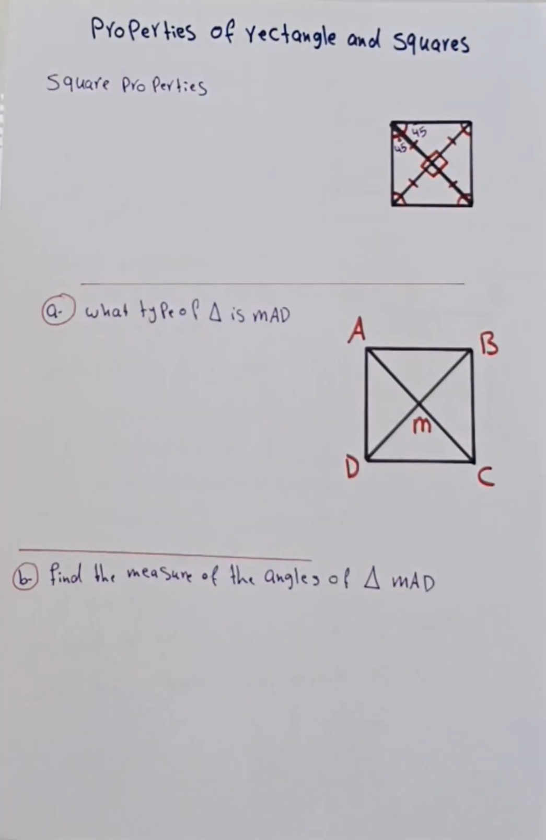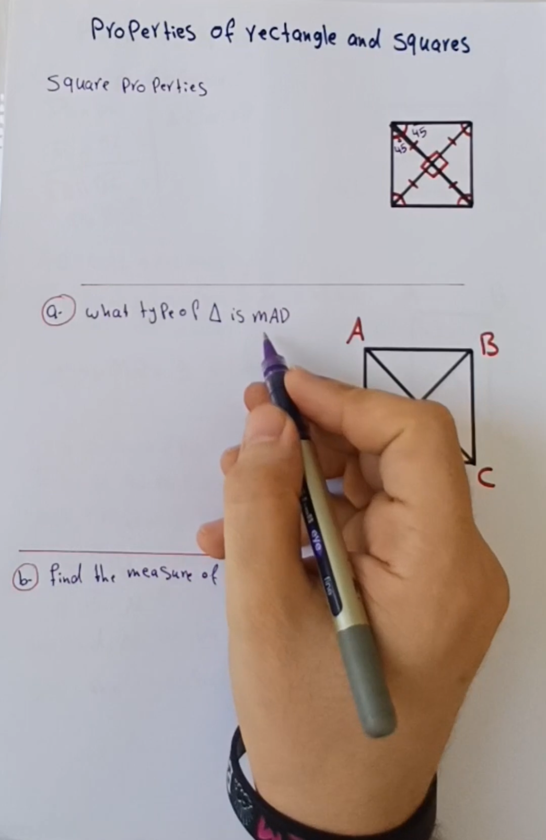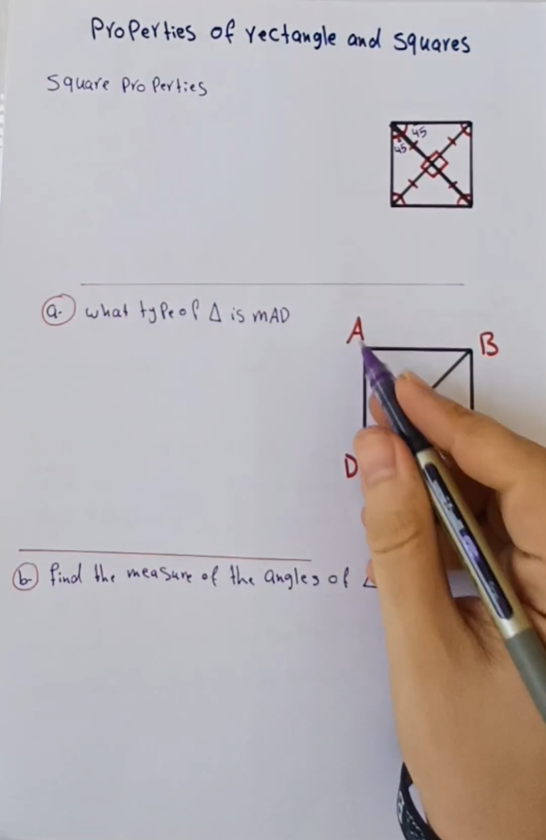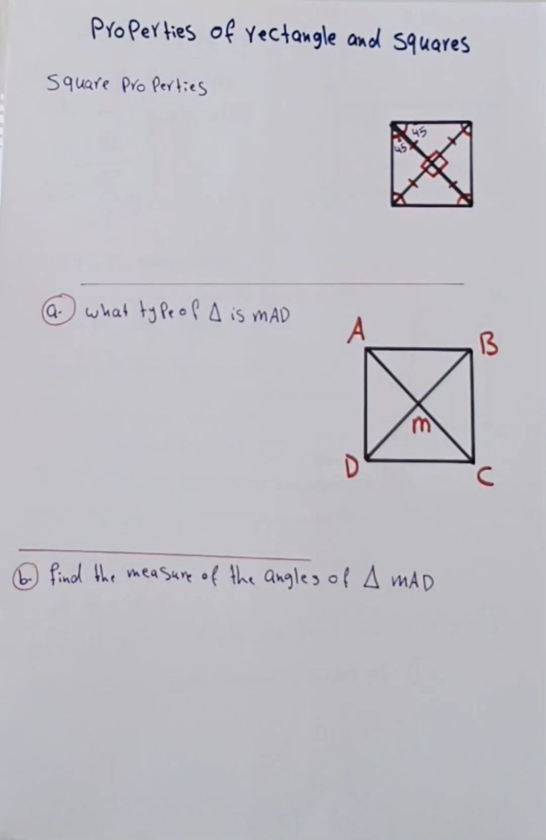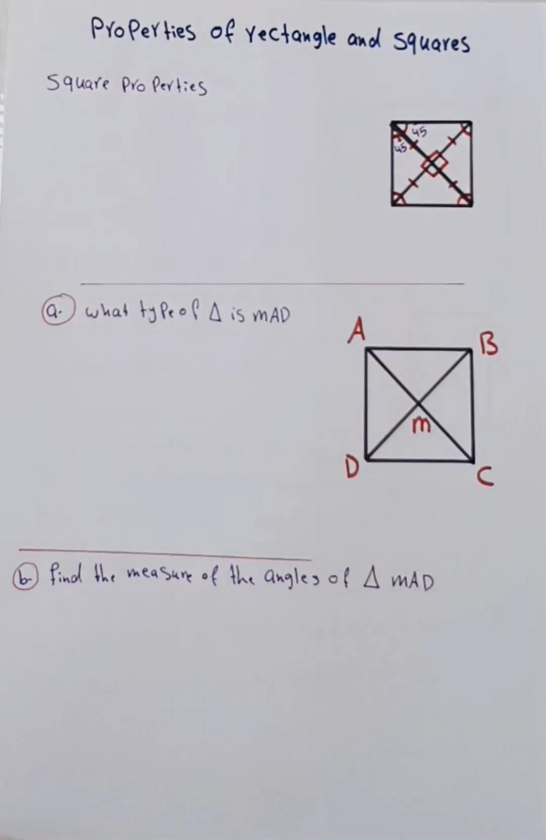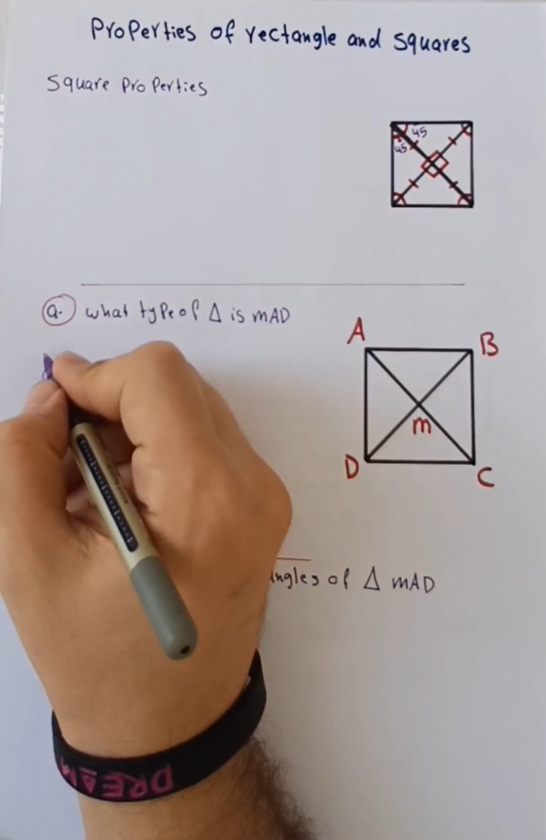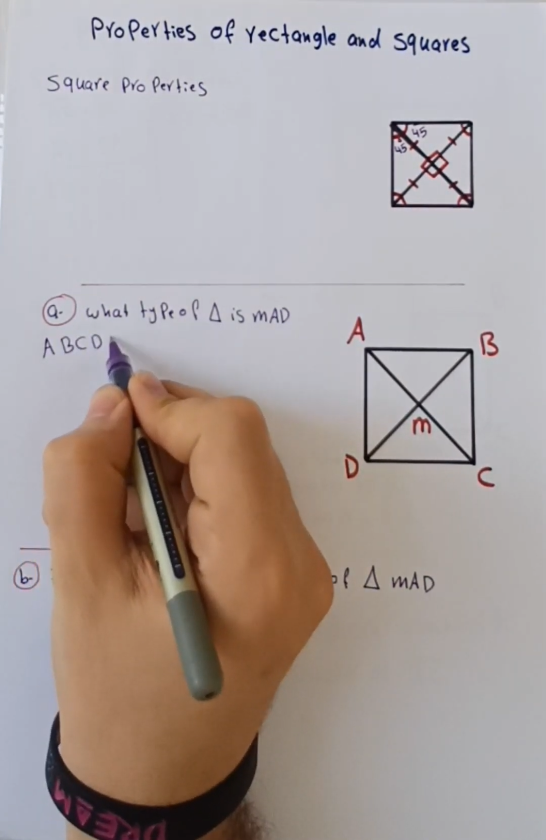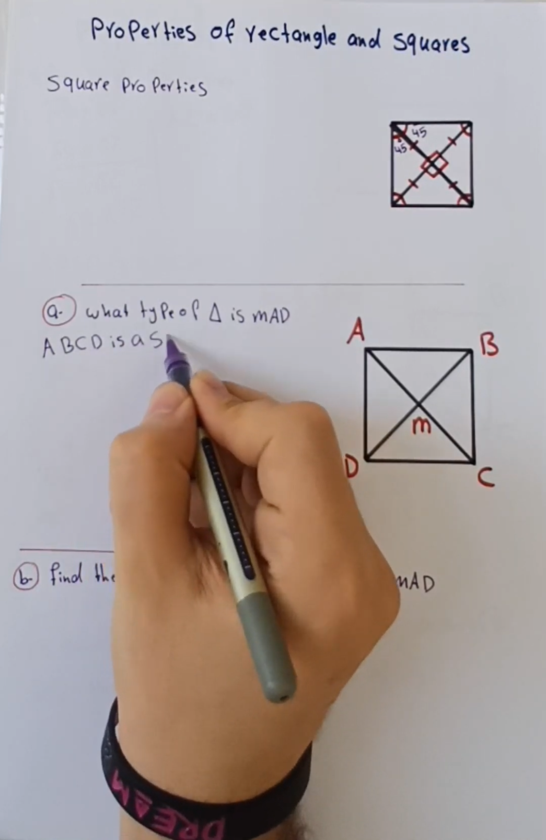After that, we have this example. What type of triangle is MAD? So this shape is a square. So we can say ABCD is a square.